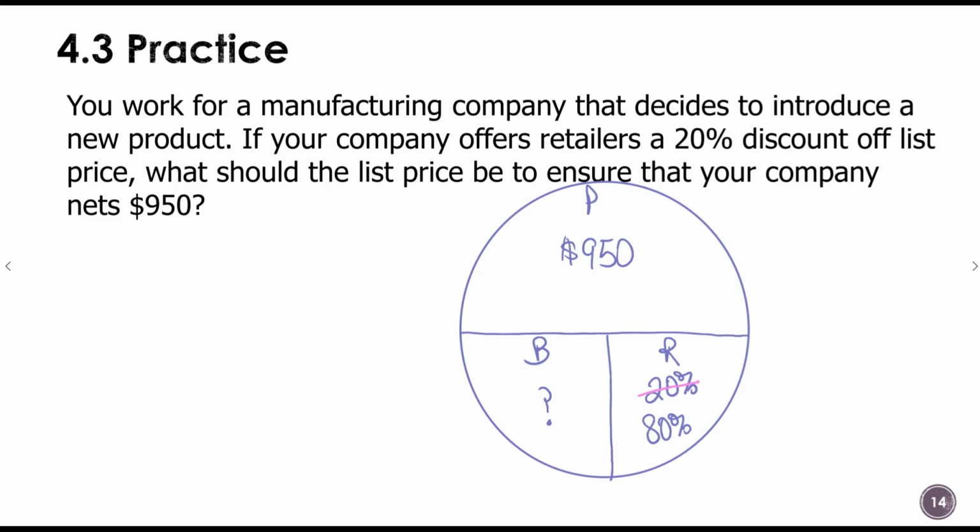So when we work this out, we take 950 divided by 0.8. We're going to always change that to the decimal. And so our list price should be $1,187.50. Okay, so here's how this works. If I took 80% of $1,187.50, that's the 950. So you can always go back, read through it again, think through it, and calculate.